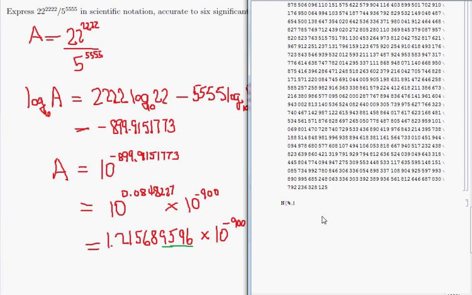Let's evaluate this to, let's say, 10 decimal places. And we get 1.21568597. So it looks like, except for the last digit here, we've got the digits correct. So that's kind of a lucky coincidence as opposed to something that you can expect to happen all the time. But it looks like we have the correct answer using logarithms that we got by brute force from Mathematica.